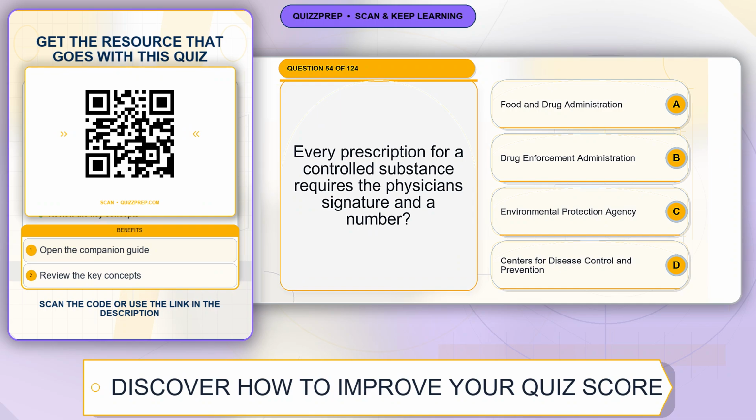Question 54. Every prescription for a controlled substance requires the physician's signature and a number? Option A, Food and Drug Administration. Option B, Drug Enforcement Administration. Option C, Environmental Protection Agency.